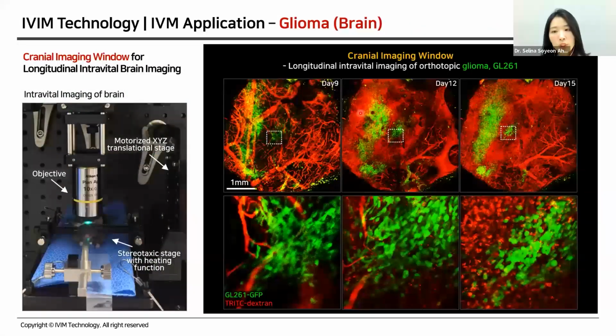And for long-term imaging of the mouse brain, we utilize the cranial imaging window to visualize the cerebral cortex. So it can be applied to brain tumor imaging research. We implanted glioma cells into the brain and monitored the tumor development in the same brain imaging area in the same mouse model over 15 days. The result shows that the number of glioma cells increased with a round cell shape over the days of tumor growth.